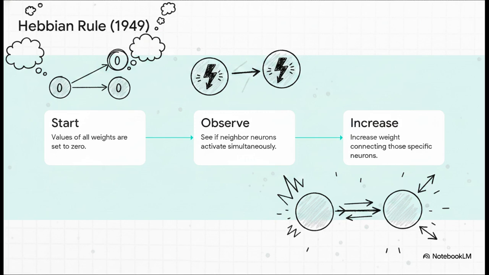Let's see how this builds upon one of the oldest concepts in the entire field, the Hebbian learning rule. This was developed by Donald Hebb way back in 1949. It's an unsupervised method which dictates a beautifully simple logic. Basically, you start with all the weights set at 0. If the network observes that two neighbor neurons are activating and deactivating at the exact same time, it mathematically assumes they're related and it bumps up the weight connecting them. Simply put, and you might have heard this before, neurons that fire together wire together.